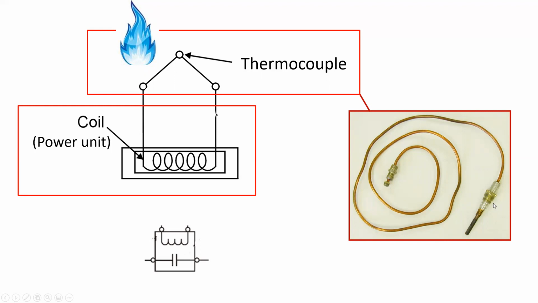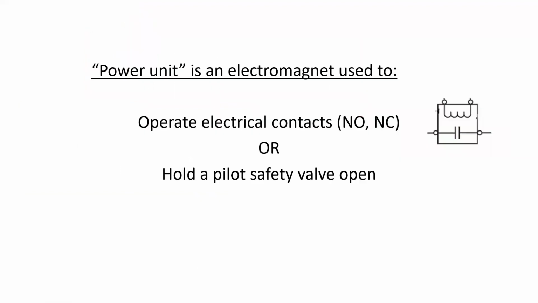What this is capable of powering is a very small electromagnet called the power unit. And this power unit can be used to then control many different things. This example down here shows a power unit controlling a normally open contact. Now, there are two different ways that a thermocouple in flame proving can be used with this electromagnetic coil. The first way, as we just said, was to operate electrical contacts. The second way it can be used to control the system is to hold a pilot safety valve in the open position, which we'll talk about in a few moments.